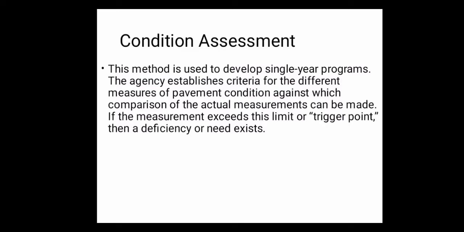Let's talk about the first one, which is the condition assessment. This method is used to develop single-year programs. The agency establishes criteria for the different measures of pavement condition against which comparison of the actual measurements can be made. If the measurement exceeds this limit or the trigger point, then a deficiency or need exists.